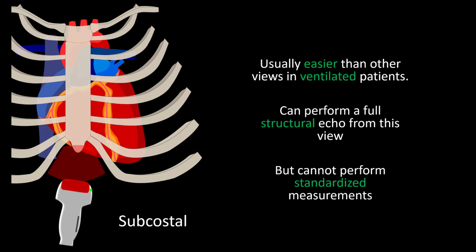The subcostal view is usually the last set of views for a standard echocardiogram for LV assessment. This view is performed by putting the probe under the xiphoid and tilting or fanning until looking close under the sternum. This view is a lifesaver, as you can perform almost a full 2D structural echo from this position. However, it is limited in terms of standardized and Doppler measurements. This is usually easier in ventilated patients as the heart is pushed down into position.